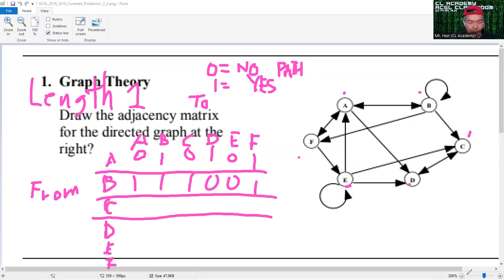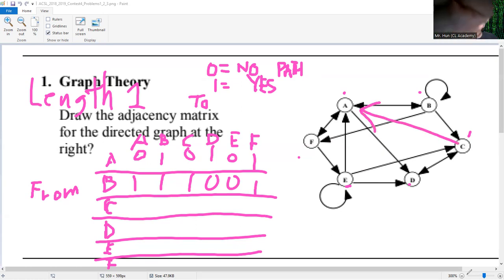So now let's do C. Can I go from C to A? Nope. There's no C to A. So that's a 0. Can I go C to B?